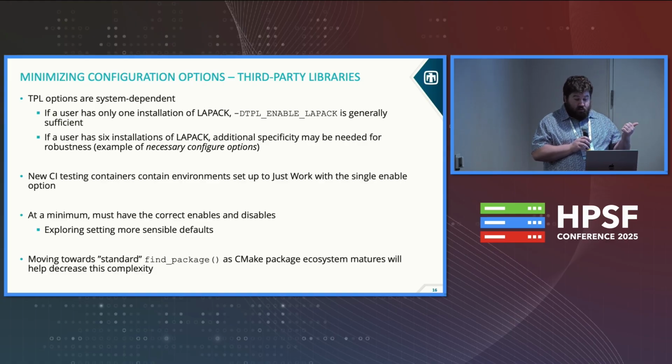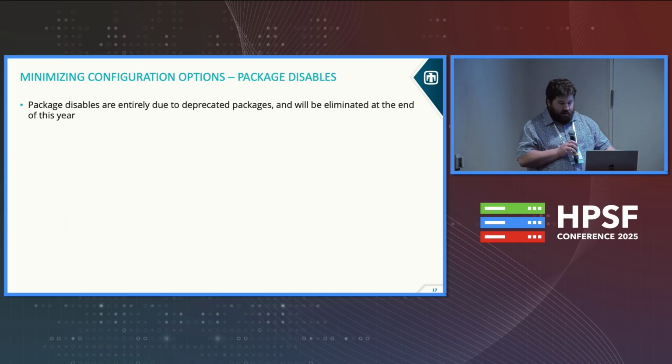Last note I'll make is that we are moving towards the standard find_package approach within CMake, as the CMake package config ecosystem matures, and this heavily ties into the usage of Spack. This should make this a lot less complicated. We want to preserve the ability to be more specific and pass additional options if we have to, but we'd like to leverage this as much as possible. So that covers the TPL options.